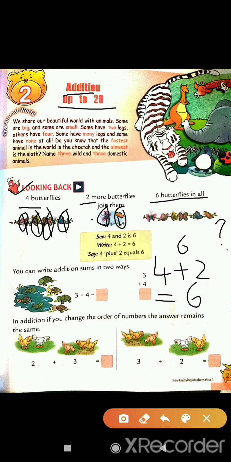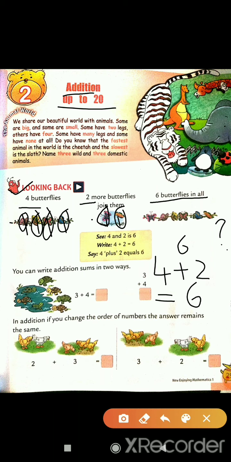This sign is known as plus sign. Which sign? Plus sign. And this sign is known as equal to sign. Which sign? Equal to sign. Got it, students?